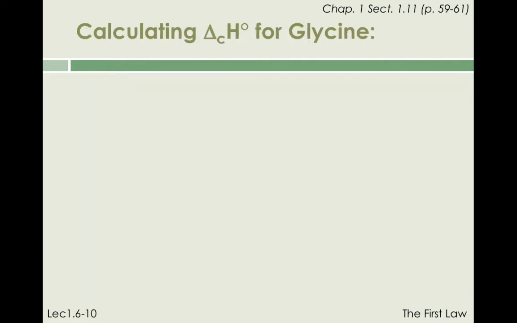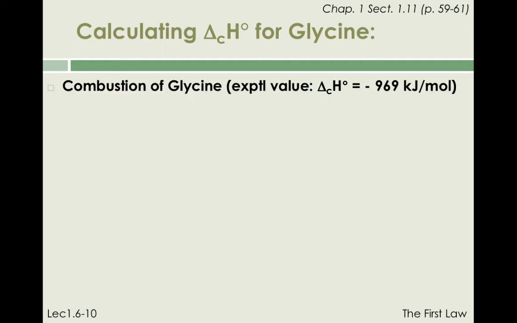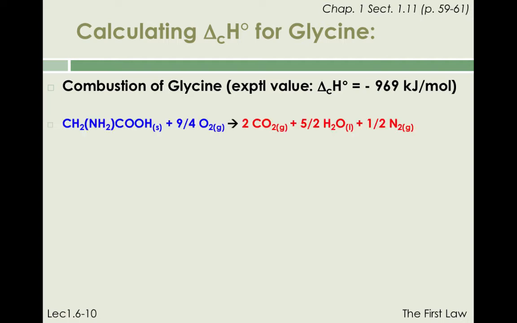In the last slide for this lecture, we will practice using the thermodynamic data tables to calculate the standard combustion enthalpy for glycine, for which an experimental value of minus 969 kilojoules per mole was obtained. First, we write the chemical reaction equation for the combustion of glycine with oxygen to form carbon dioxide gas, water, and nitrogen.